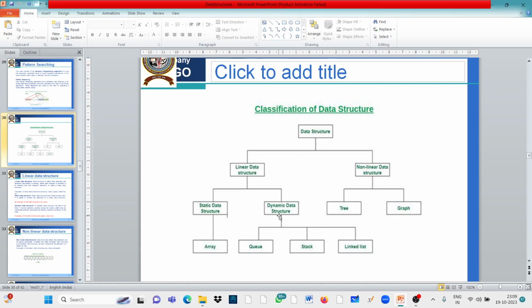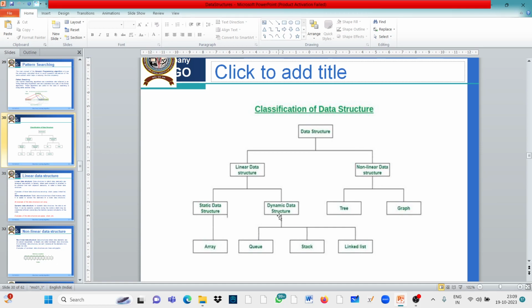The classification of the data structure is done as linear data structure and non-linear. Linear is divided into static and dynamic. Static is array, dynamic is queue and stack. Try to understand. So linear data structure is divided into static and dynamic.